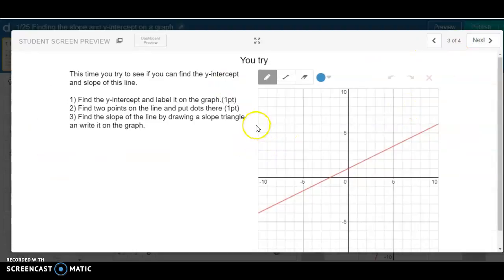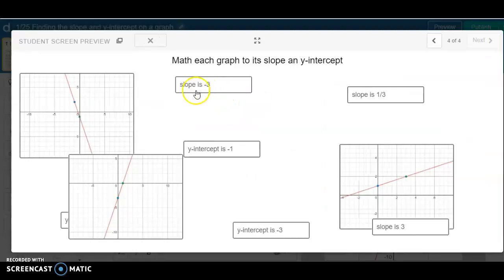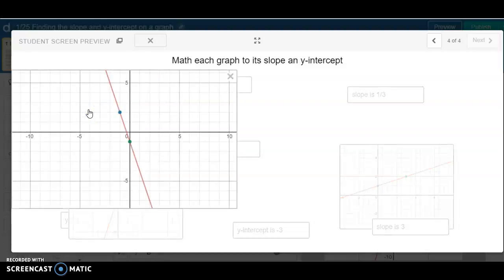So this time I want you to try it. I'm not going to help. And then here's some matching. So if you can't see it, go ahead and double click on it to make it bigger, and then you should be able to find the y-intercept. Again, this is the y-axis. It's where that red line hits it.